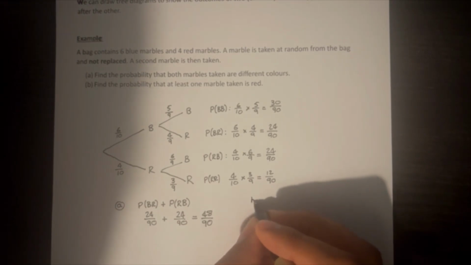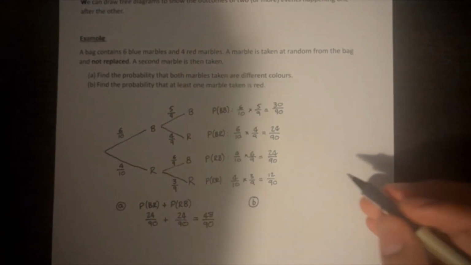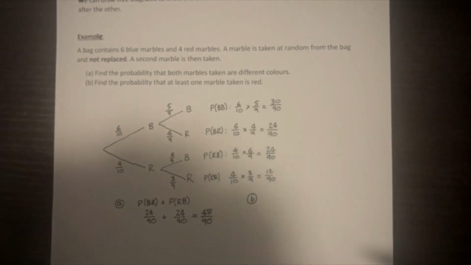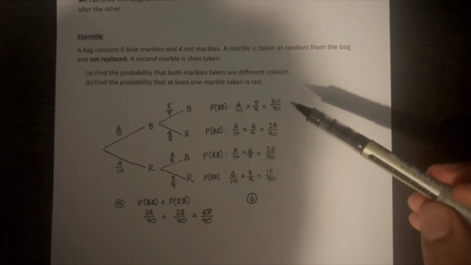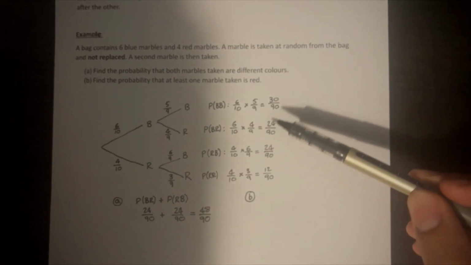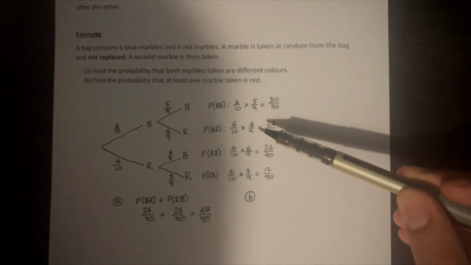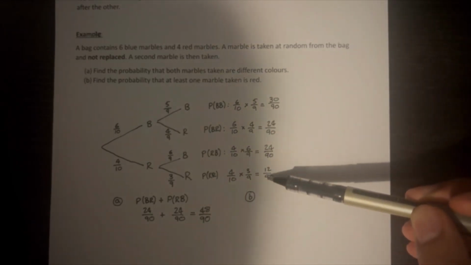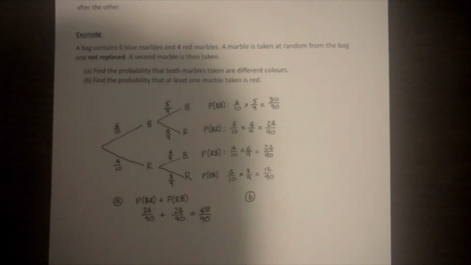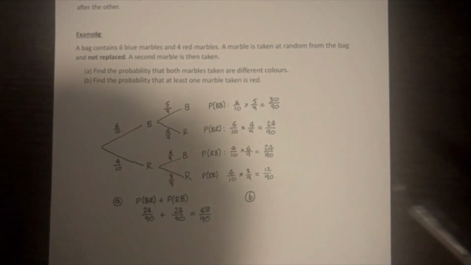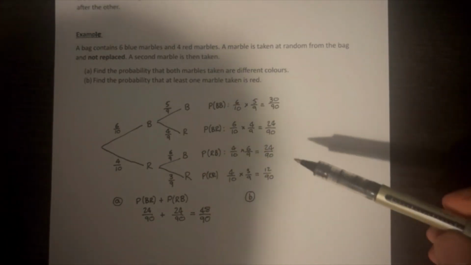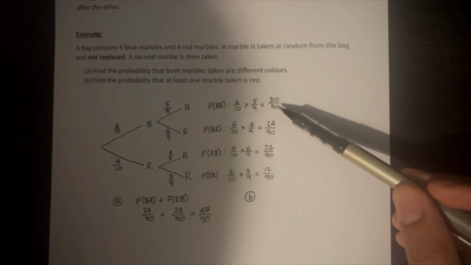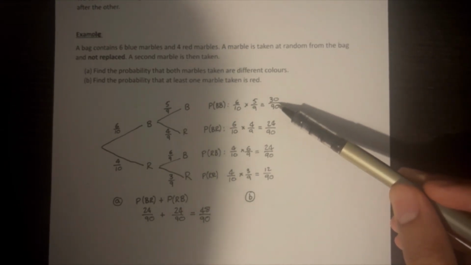For part B, we're being asked to find the probability that at least one marble taken is red. Now there's a couple of different ways we could do this. I could consider all of the options which have at least one red, so that's going to be these two because they have exactly one red, and also this one because that's both red. I could add those together in the same way I did these. Or we could recognise that the only outcome which doesn't have at least one red is the outcome where they're both blue. So this 30/90.